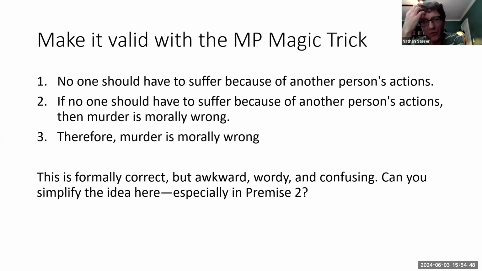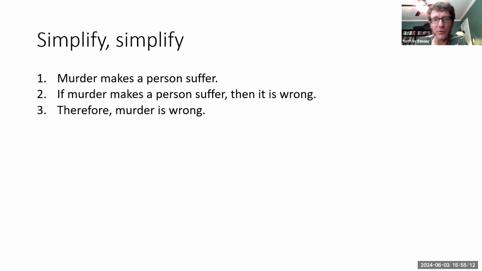It's like, okay, if no one should have to suffer because of another person's actions, then murder is morally wrong. I guess the idea is that murder is an action that makes somebody suffer. Murder hurts people, in other words. That's the basic idea. Murder hurts people, right? And that's what makes it wrong. Murder is wrong because it hurts people. Let me make it about that simple.